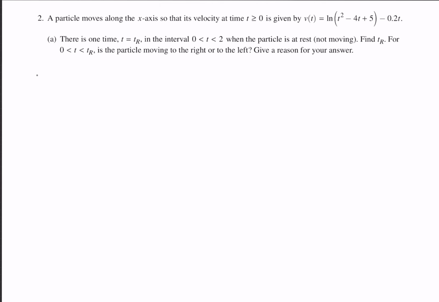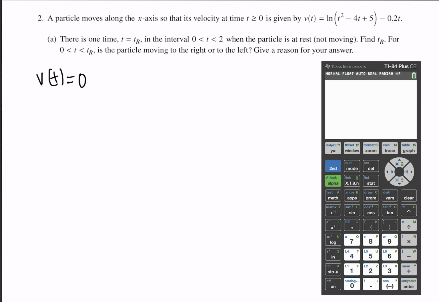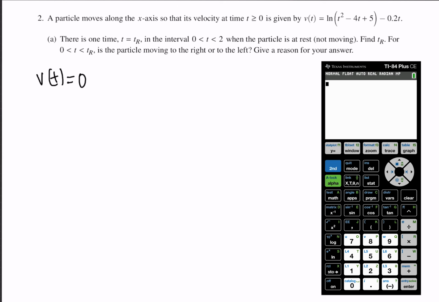So first, to find the time when the particle is at rest, we want to take the velocity and see when it's equal to 0. The way we can do that is graph it on our graphing calculator, since the graphing calculator is allowed on this problem, and see where the graph hits the x-axis. So first, I'm going to plug it in to the calculator, and then we can graph it, and then you can hit second trace, and then you can find the zero of the function.